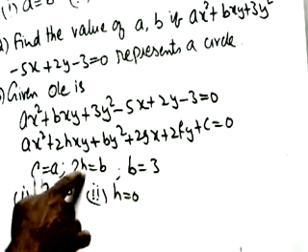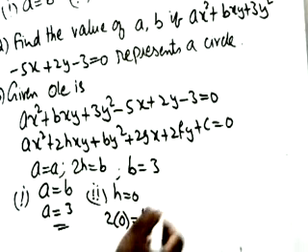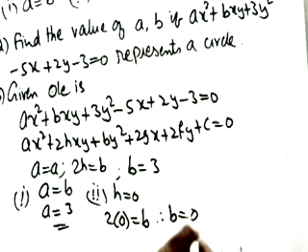And the second condition, what is the second condition? H equals to 0. So keep h as 0. 2 into 0 equals to b. Therefore b equals to 2 into 0, which is 0. So we got the values of a and b.